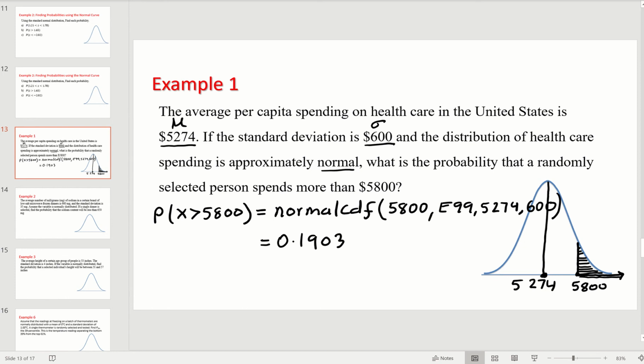So this is a normal distribution, but not the standard normal distribution. Everything is the same. In place of the mean, we have 5,274, not 0. In place of the standard deviation, we have 600, but not 1. Okay, let's go to the next example.